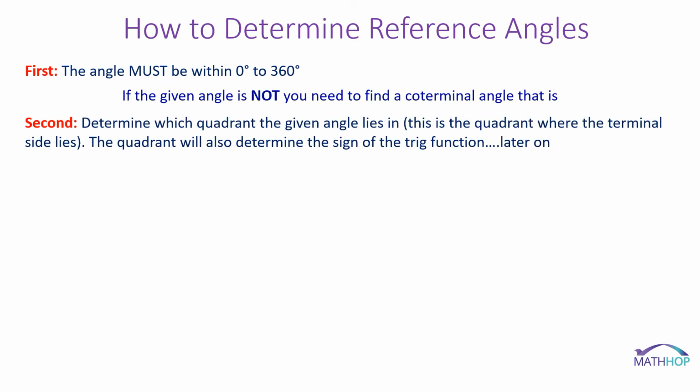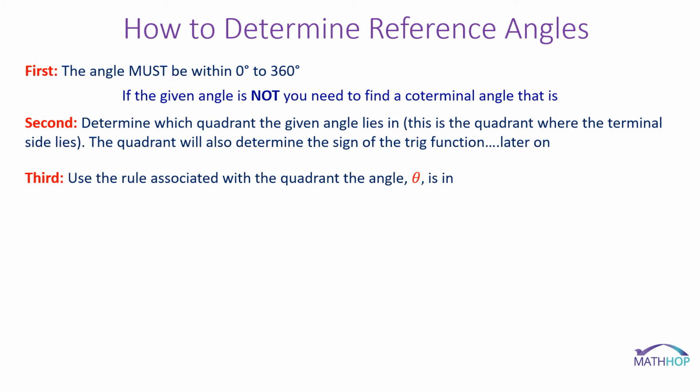Okay, second, determine which quadrant the angle you're given lies in. This is going to be really, really important. This is where the terminal side lies. This quadrant is also going to determine the sign of the trig function later on. So the quadrant's really important. Okay, then you're going to use the rule associated with each quadrant. Whatever quadrant the angle theta is in has its own rule.